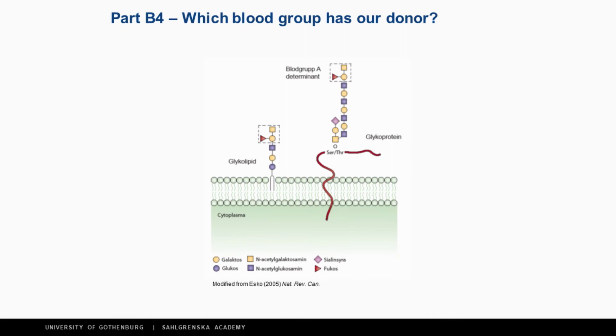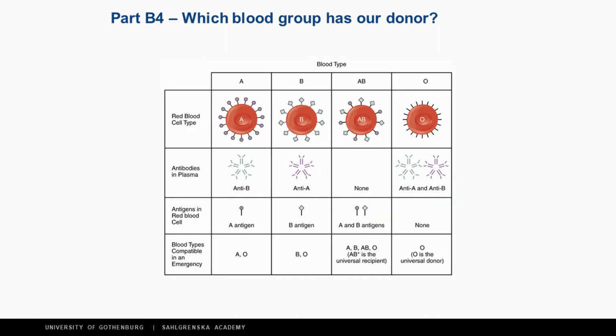ABO blood group antigens are surface markers on the outside of the red blood cell membrane. Blood group antigens are observed on both glycoproteins and glycolipids. The ABO system is the main blood group system, and the ABO blood group of a person is defined by the antigens on the surface of the red blood cells. Importantly, people produce antibodies against other blood types.